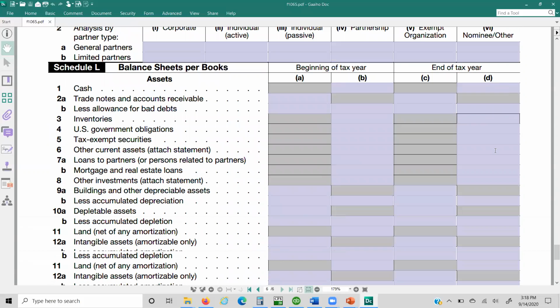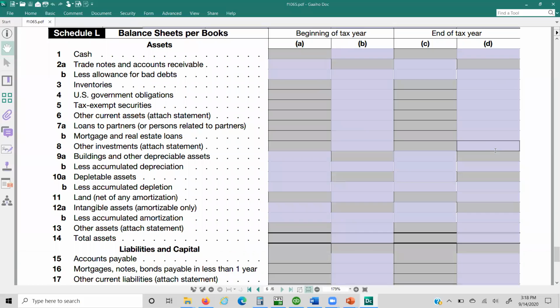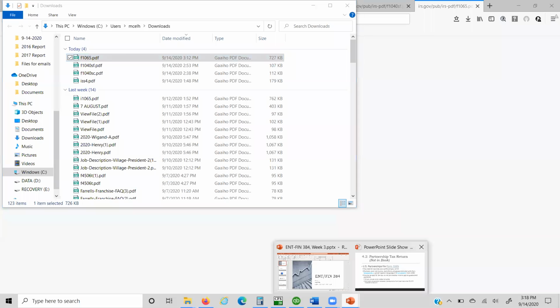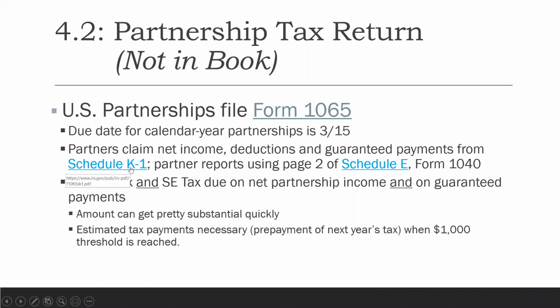And basically your assets have to be $250,000 or more, and your receipts as well, in order for a partnership to be required to fill out Schedules L, M1, and M2. So that's a partnership tax return. And so that partnership tax return, Schedule K, gives birth to Schedules K1.